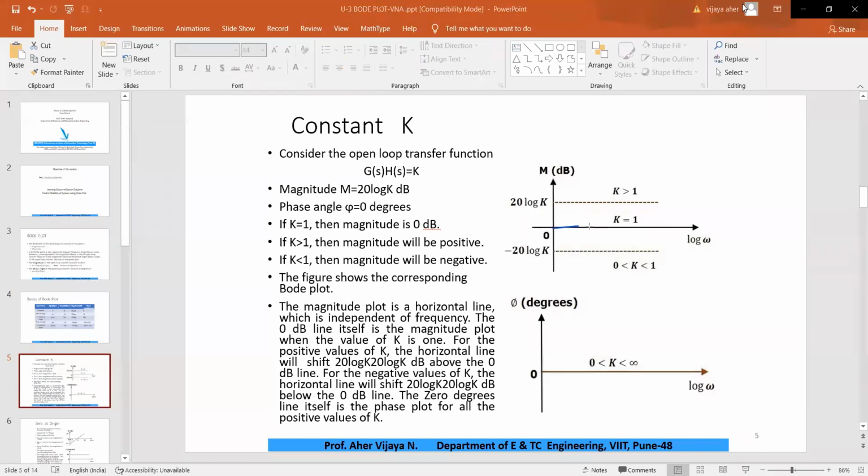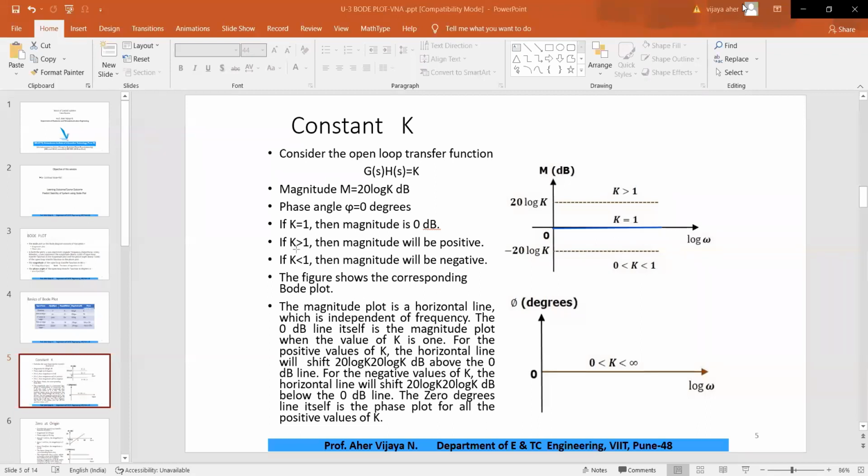ही लाईन झाली माझी. K is equal to 1. At that time, magnitude in dB is equal to 0. ओके. या 0 ला एक लाईन आली माझी. आता दुसरा मॅग्निट्यूड प्लॉट काढायचा मला, when K is equal to 1.